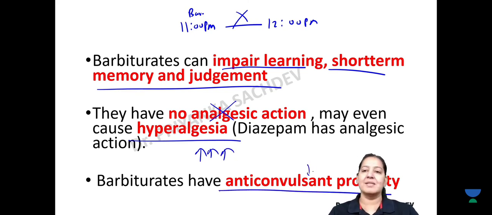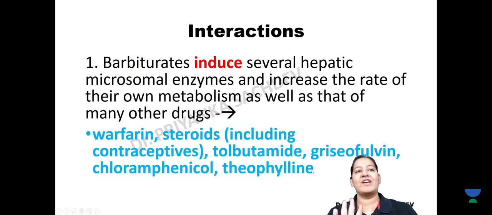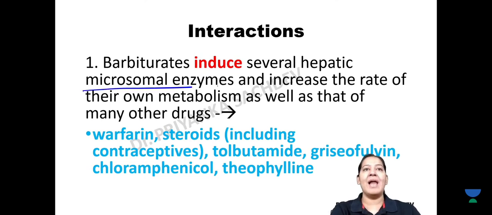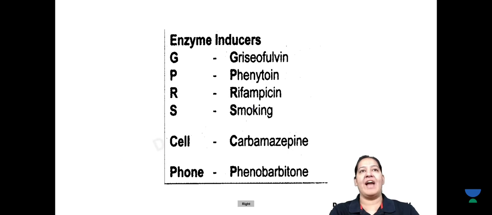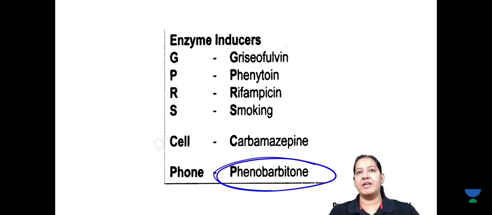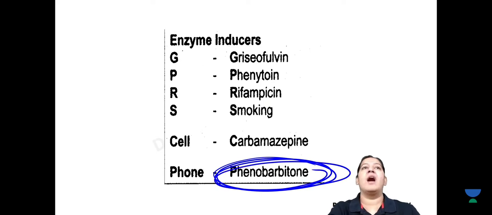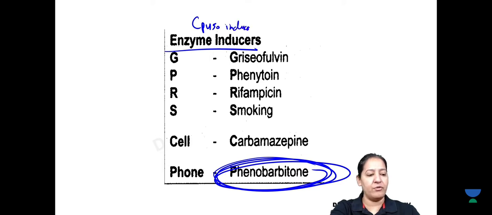It reduces seizures. It increases seizure threshold. Now, interactions: don't give barbiturate with other drugs which have microsomal enzyme, cytochrome P450 action. Because barbiturates, phenobarbital is a barbiturate, all barbiturates are enzyme inducers. Cytochrome P450 inducers. These are cytochrome P450 inducers. Give me a thumbs up. So don't give them with other drugs.